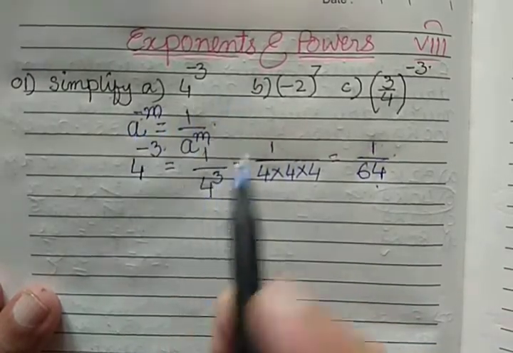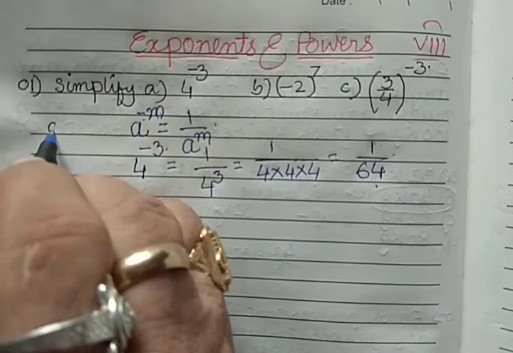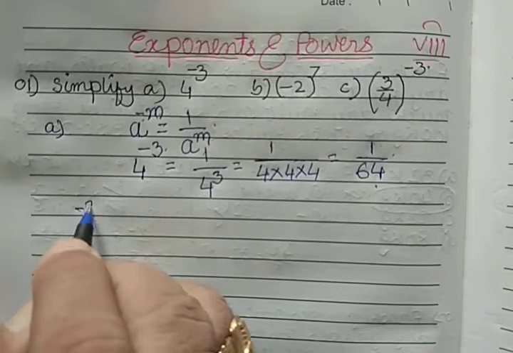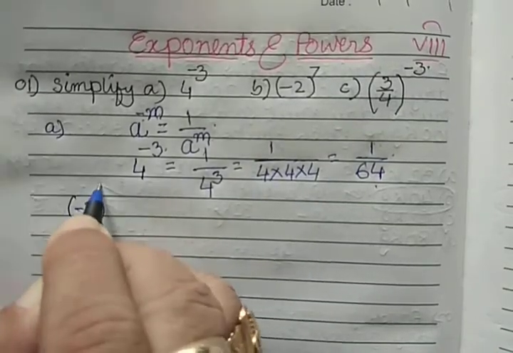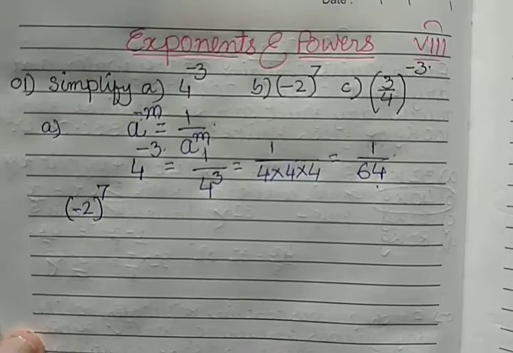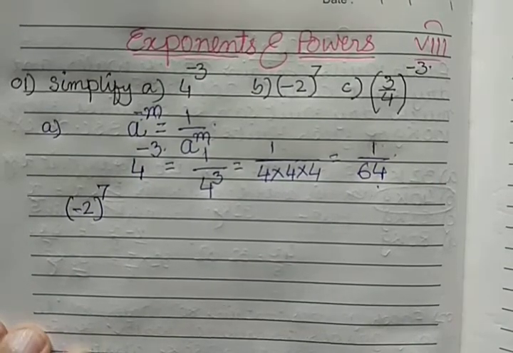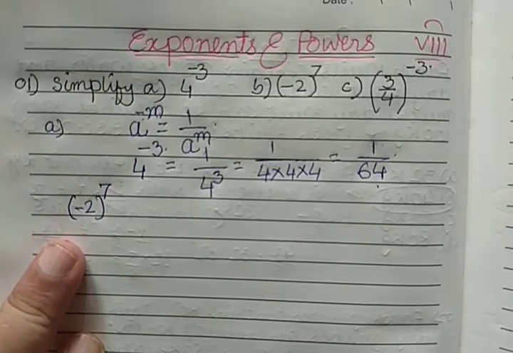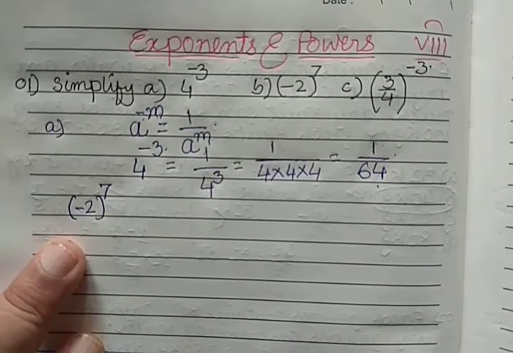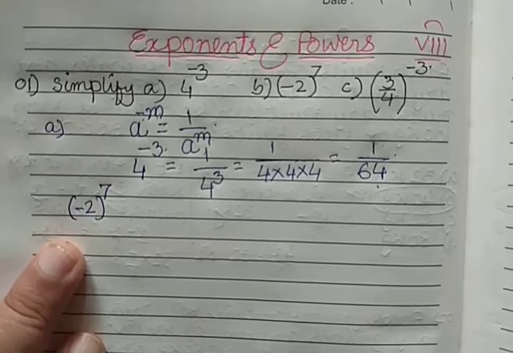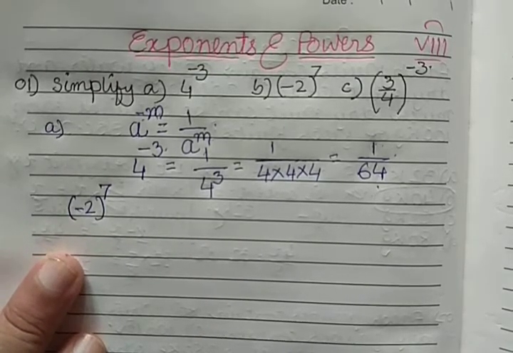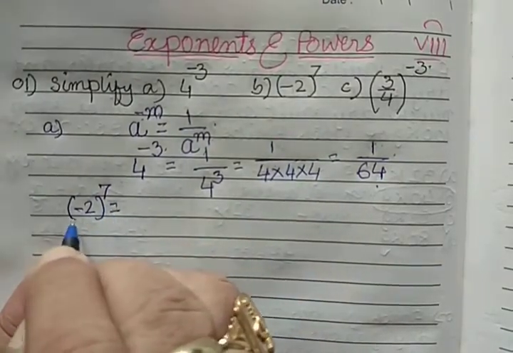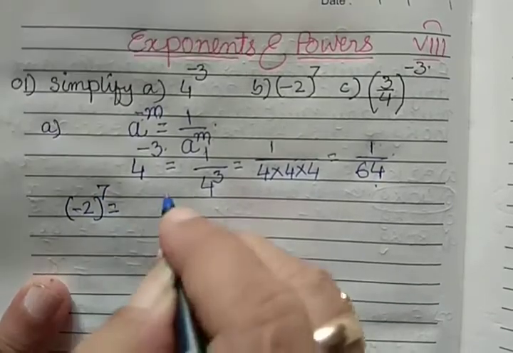So now let us take the second sum. Minus 2 to the power of 7. What is the meaning of this? The meaning of this is you should take minus 2 seven times and you should multiply. Clear? What is the meaning of minus 2 whole to the power of 7?